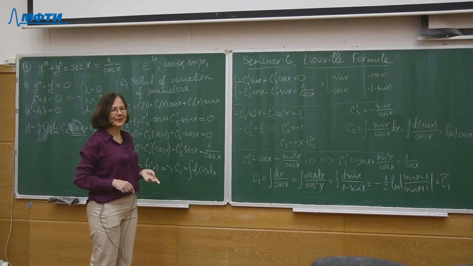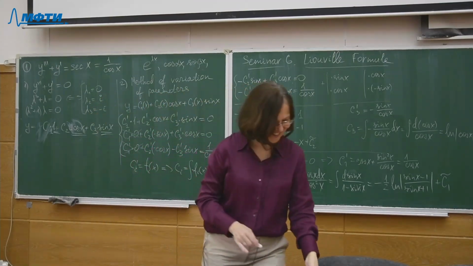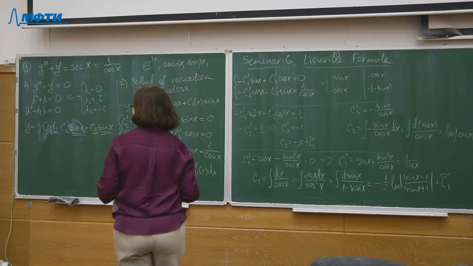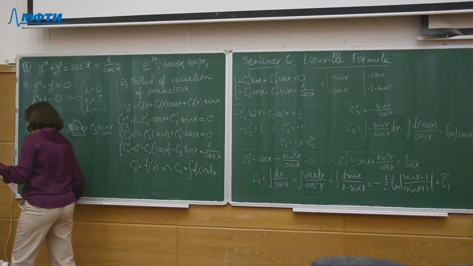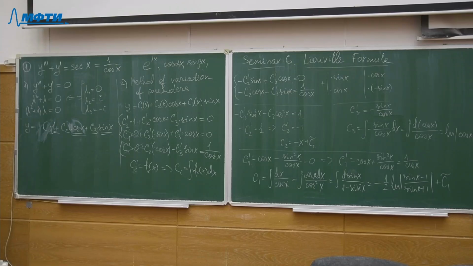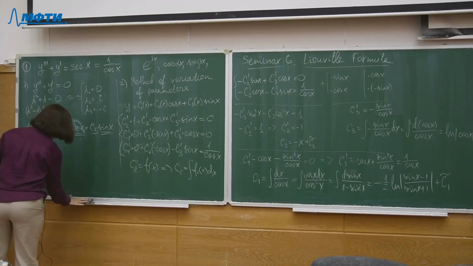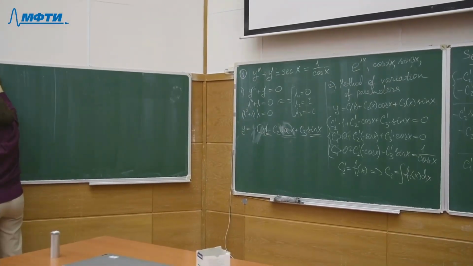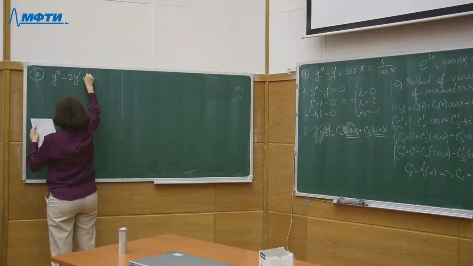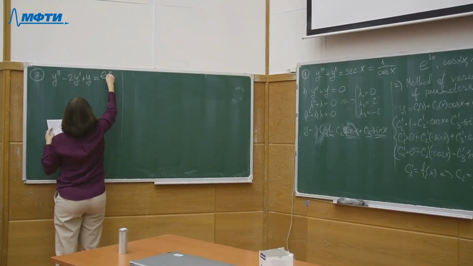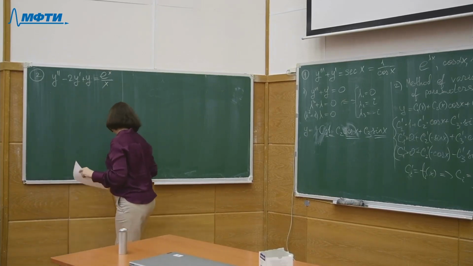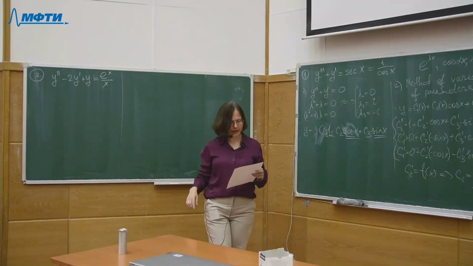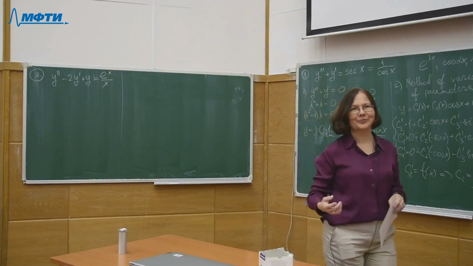Clear? Okay, well, let's continue. The second order equation. Task number 2, let's solve this: y double prime minus 2y prime plus y equals e to x over x. Solve this using the method of variation of parameters. Who wants to solve it?